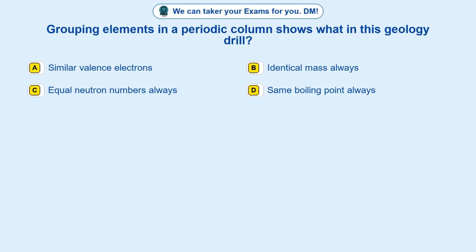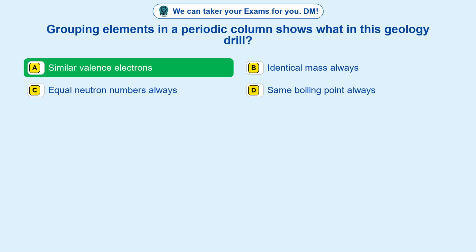Question 40. Grouping elements in a periodic column shows what in this geology drill? Option A, similar valence electrons. Option B, identical mass always. Option C, equal neutron numbers always. Option D, same boiling point always. The correct answer is option A, similar valence electrons.